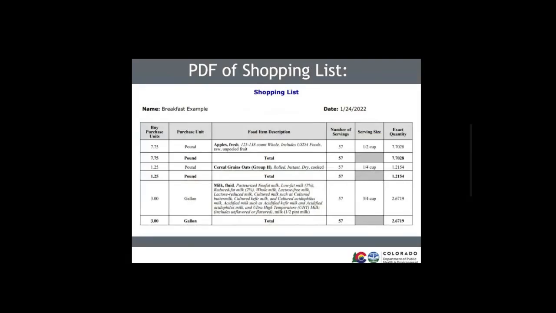So, in our example, to serve oatmeal, fresh apples, and milk for breakfast to 16 1 to 2-year-olds, 37 3 to 5-year-olds, and 6 adults, you can see in bold that we need to purchase 7.75 pounds of whole fresh apples, 1.25 pounds of oats, and 3 gallons of milk. Please take the time to explore this resource if you have not done so already. And please make sure to reach out to your nutrition consultant if you have any questions.